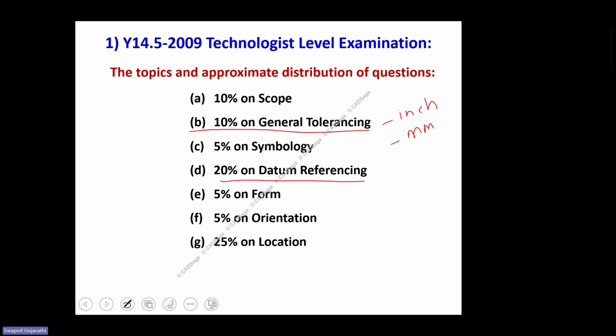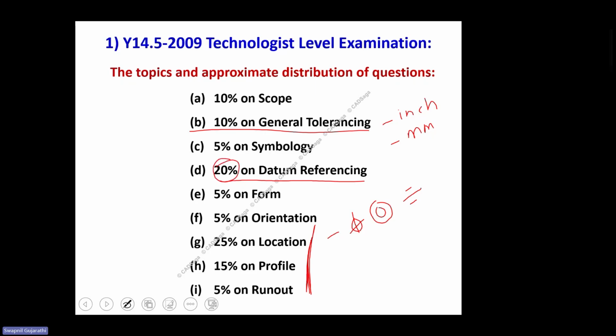25% on location. Location means position, concentricity, and symmetry. Three symbols come under location. 15% on both profiles, surface and line profile, and 5% on runout. So guys, if you notice here, location, profile, and runout are almost 45% together. 45% plus 20% on datum referencing, so 65% is coming out of this. And even in location, the majority of questions come from position, rarely from concentricity and symmetry.